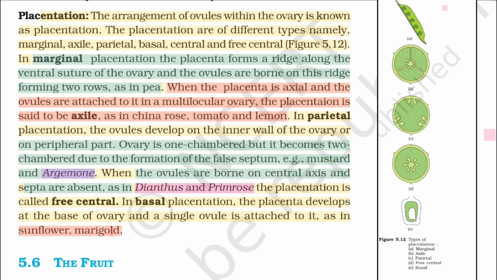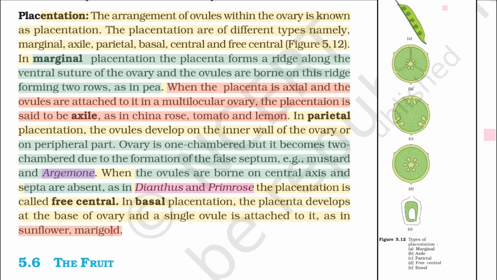In marginal placentation, the placenta forms a ridge along the ventral suture of the ovary and the ovules are borne on this ridge forming 2 rows, as in pea. When the placenta is axial and the ovules are attached to it in a multilocular ovary, the placentation is said to be axial, as in China rose, tomato and lemon. In parietal placentation, the ovules develop on the inner wall of the ovary or on peripheral part. Ovary is one-chambered but it becomes two-chambered due to the formation of the false septum, for example, mustard and argemone.